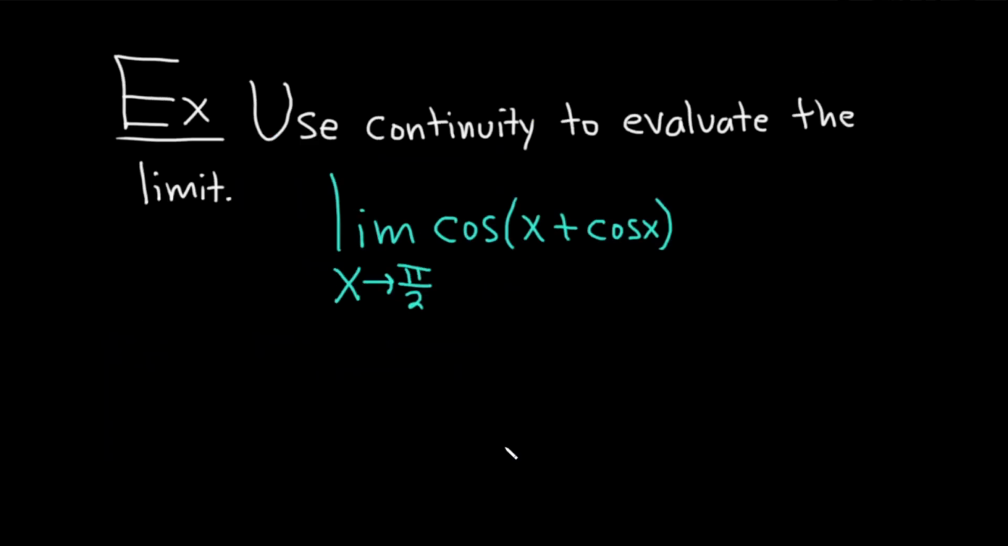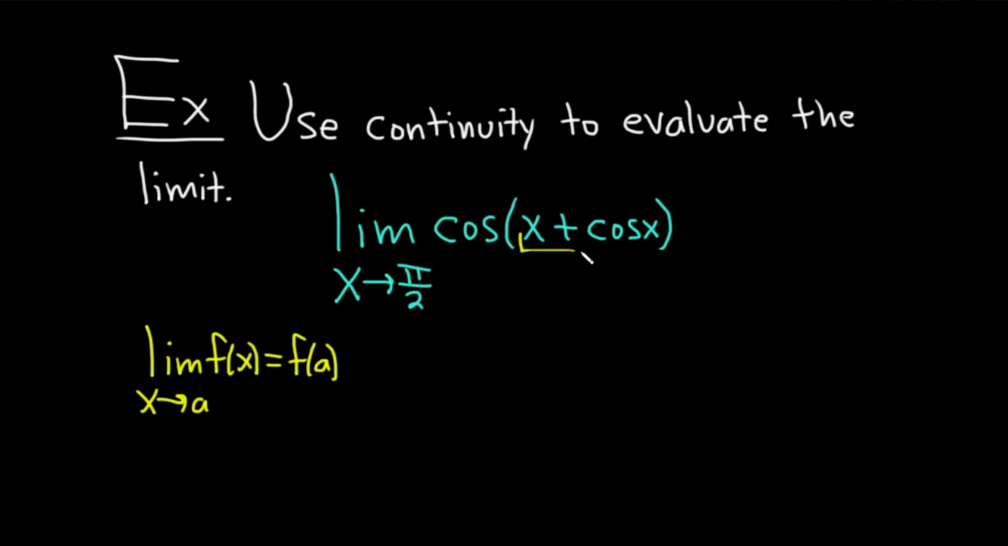I want to finish this video with a really interesting example. The question is to use continuity to evaluate the limit, and we have the limit as x approaches pi over 2 of the cosine of x plus cosine x. So if you recall in the definition of continuity, the third condition said that the limit as x approaches a of f of x is equal to f of a. In this particular case, if we look at this function, we know x is continuous, we know cosine x is continuous. The sum of continuous functions is continuous.